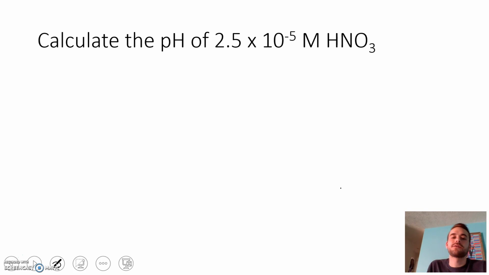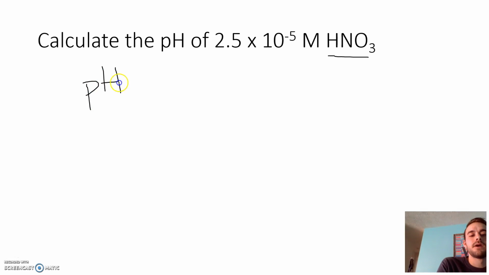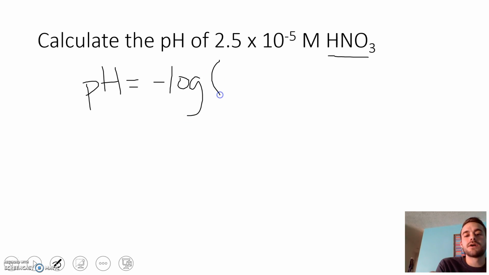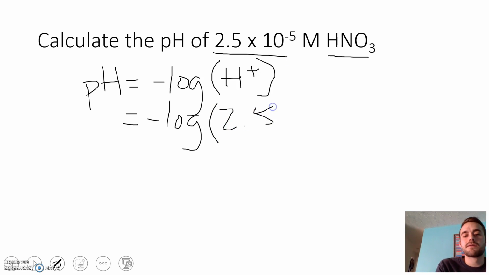Okay? Calculate the pH of 2.5 times 10 to the negative 5 molar HNO3. This starts with an H. It's actually nitric acid. So you are allowed to plug this directly into the pH equation. However, you're definitely going to have to use a calculator at this point to get an exact value. So remember, pH is negative log the concentration of H+. We have a concentration of H+. It is this, right? So we can go ahead and plug in 2.5 times 10 to the negative 5.